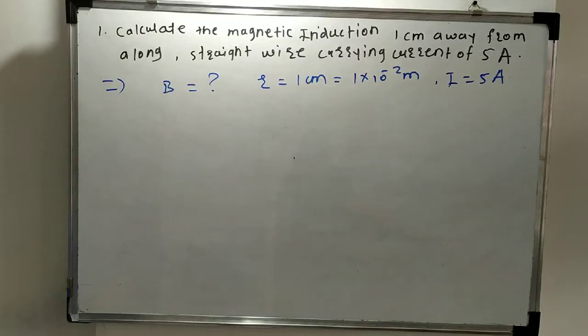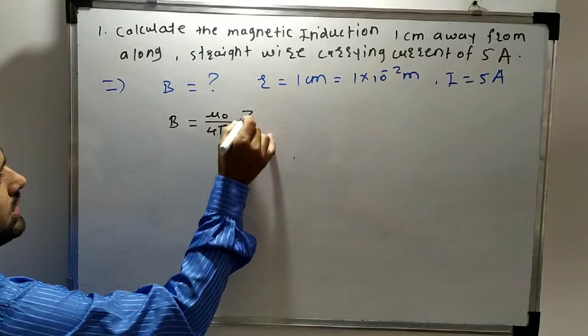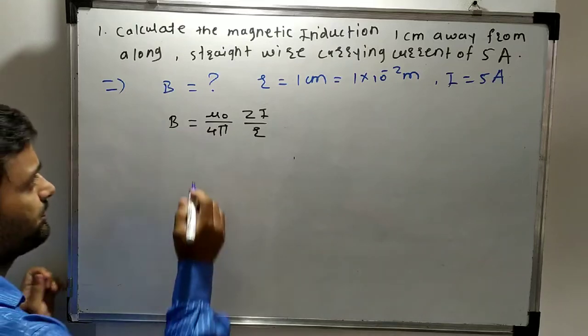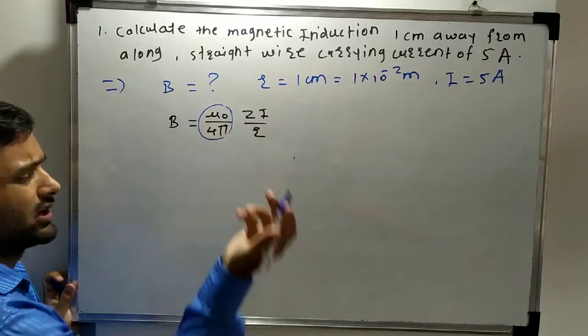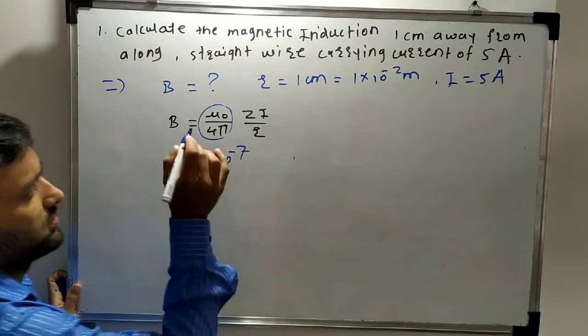Then what is the formula to determine the magnitude of magnetic induction if the point is located away from a straight current carrying conductor? The formula is B equals mu naught upon 4 pi into 2I upon R. This is the formula to determine the magnetic induction if the point is located away from a straight current carrying conductor. So put in the values. The value of mu naught upon 4 pi is a constant, and it is already solved. It is 10 raised to minus 7.